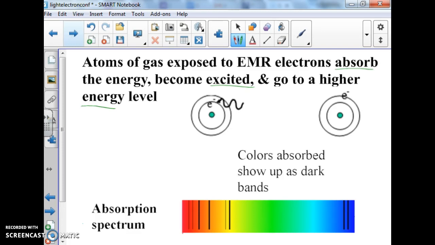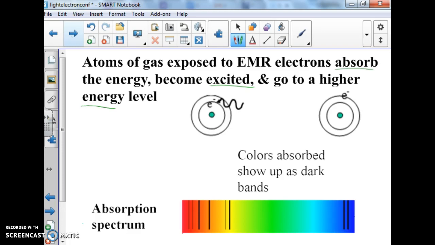And I want you to describe this section this way. The colors absorbed show up as dark bands. So the colors that are actually absorbed are these dark bands. So there's some reds, some oranges, some yellows, some violets down there. Okay, so where it says describe the spectrum, you're writing this: colors absorbed show up as dark bands, because we don't have colored pencils and stuff to write.